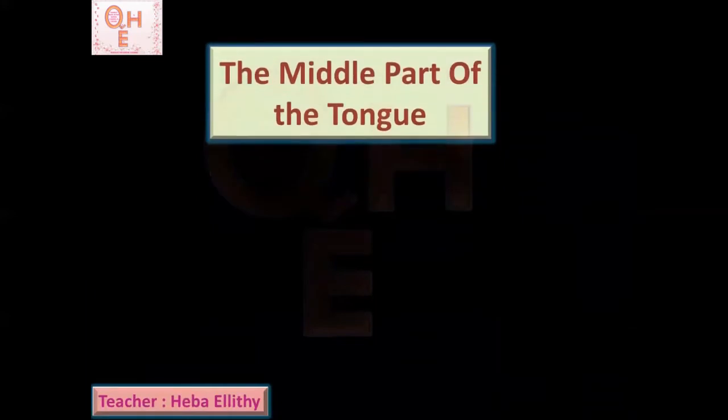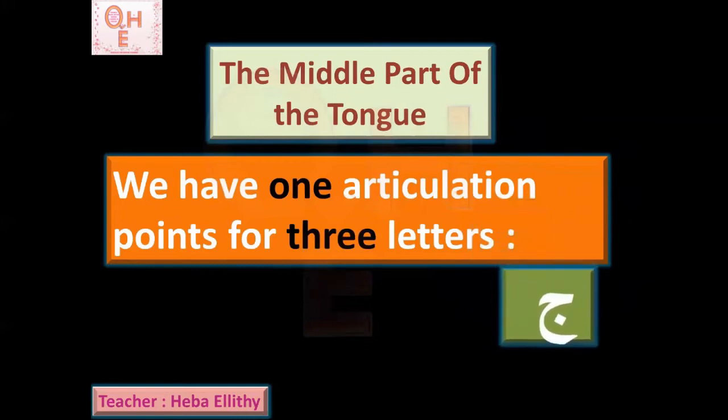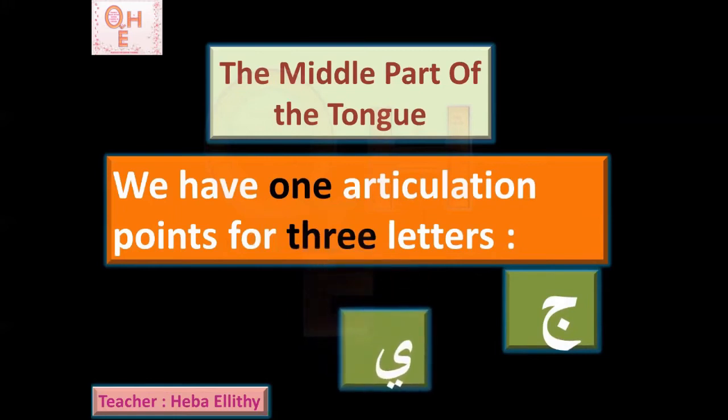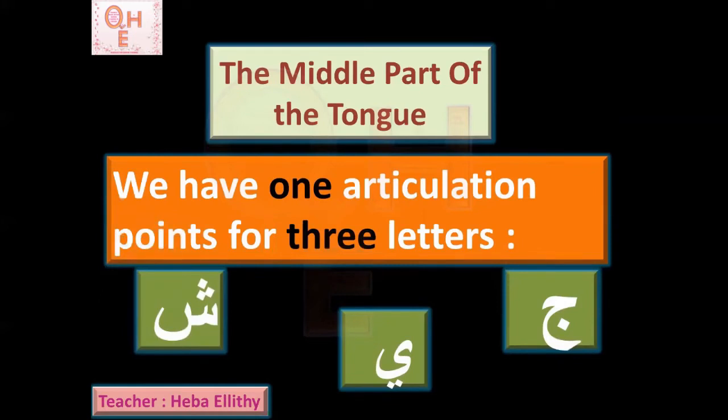The middle part of the tongue: how many letters come from it? We have 1 articulation point for 3 letters. What are these 3 letters? We have letter Jim, letter Ya, and letter Shin. Some people put them in one word, which is Jaish, and they say the letters that come from the middle of the tongue are the Jaish letters. What does Jaish mean? It means army. Okay, then we have 3 letters, and they come from 1 articulation point from the middle of the tongue.